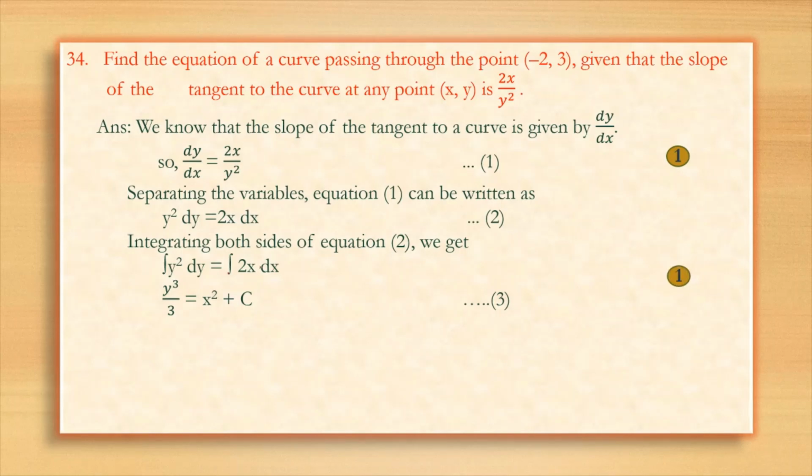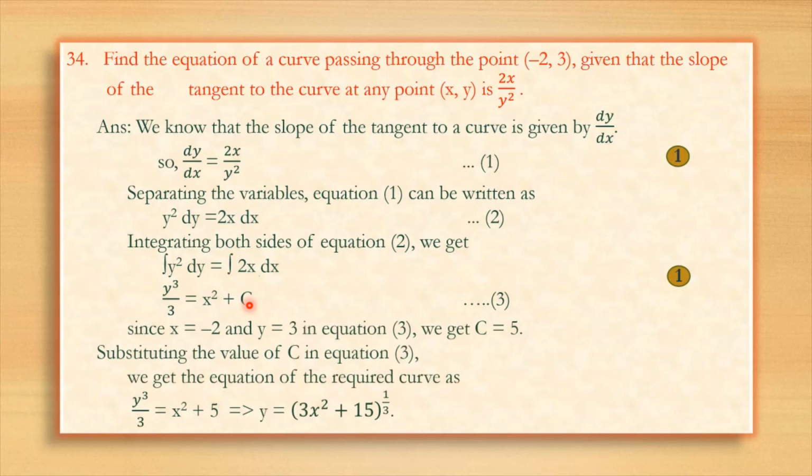So the integration of 2x is 2 times x square by 2. So that 2 will get cancelled. Therefore, y cube by 3 is equal to x square plus c. Now, see dear students, they are asking for a particular equation or the general equation. Since the given equation is passing through the point (-2, 3), just substitute the values of x and y to get the value of c. When you substitute this, we'll be getting c is equal to 5.